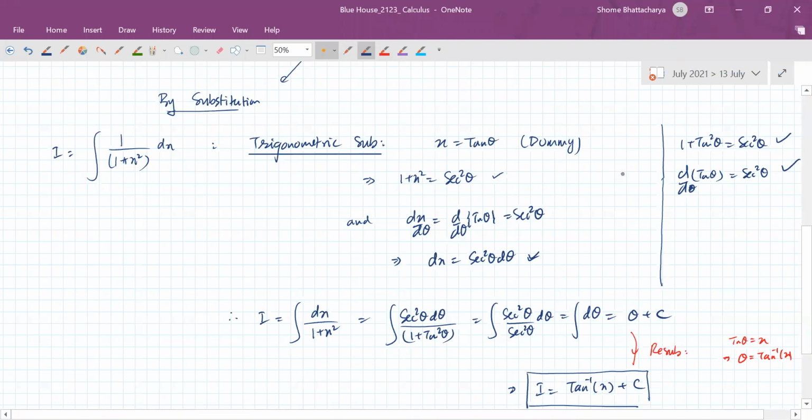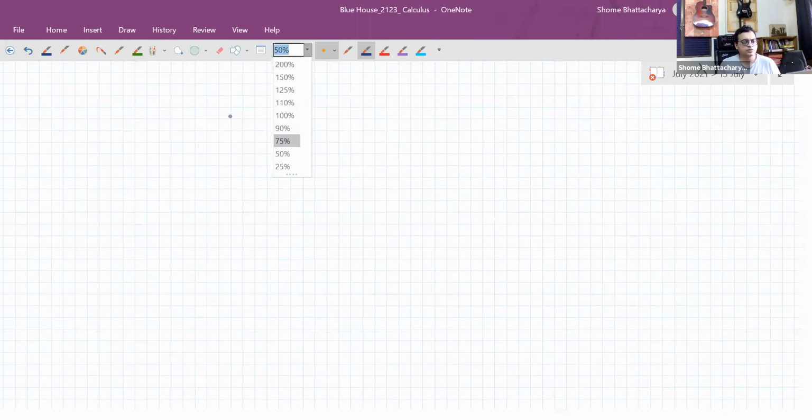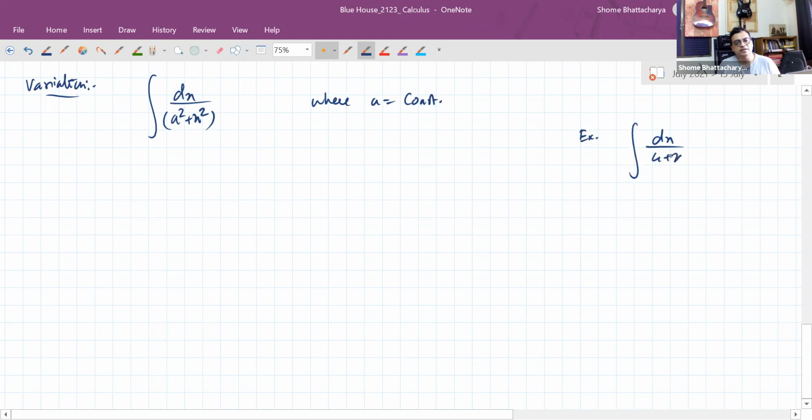Yes. So now let's see a variation of this. Okay. So suppose we have an integral like this: integration of dx upon a square plus x square, where a is any constant. A is just a constant, so it's a number. So for example, instead of this, we have dx upon 4 plus x square. So you can see that 4 plus x square we can write as 2 square plus x square, like that. Okay. So then what we do is we use the trigonometric substitution.